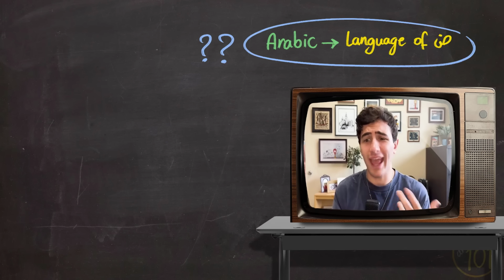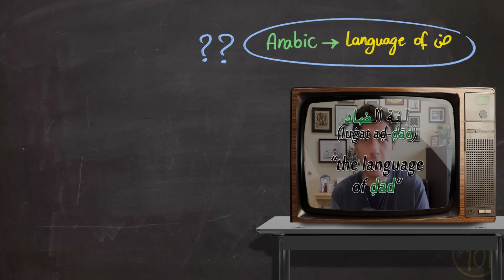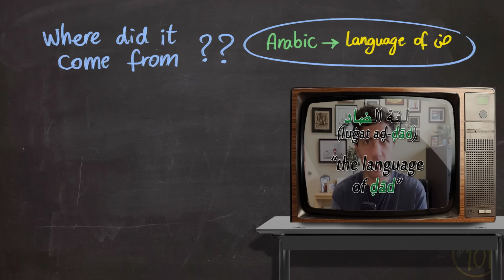If you've ever spoken about Arabic to a native speaker, then you may have heard that Arabic is known as Lughat al-Dhad, or the language of Dhad. Why do people say it? I mean, you must have heard it before.